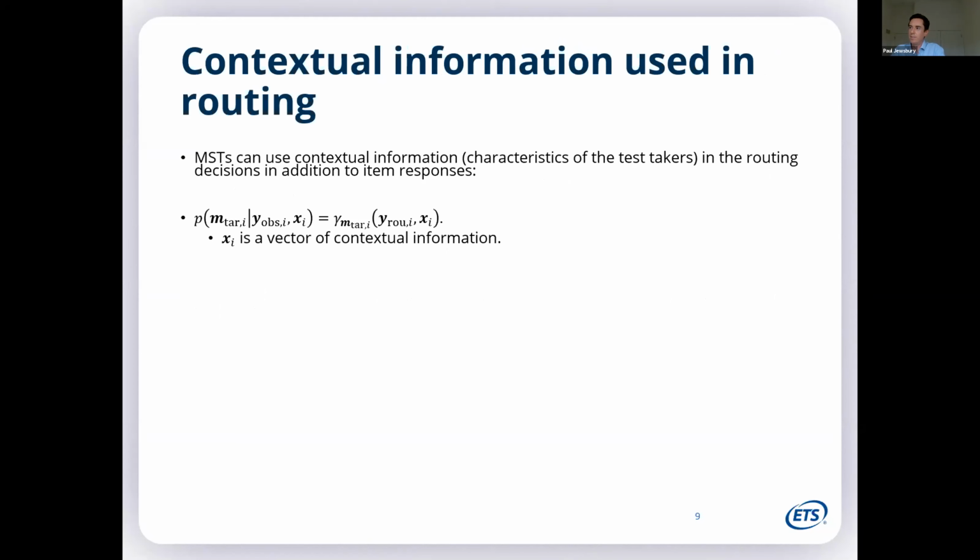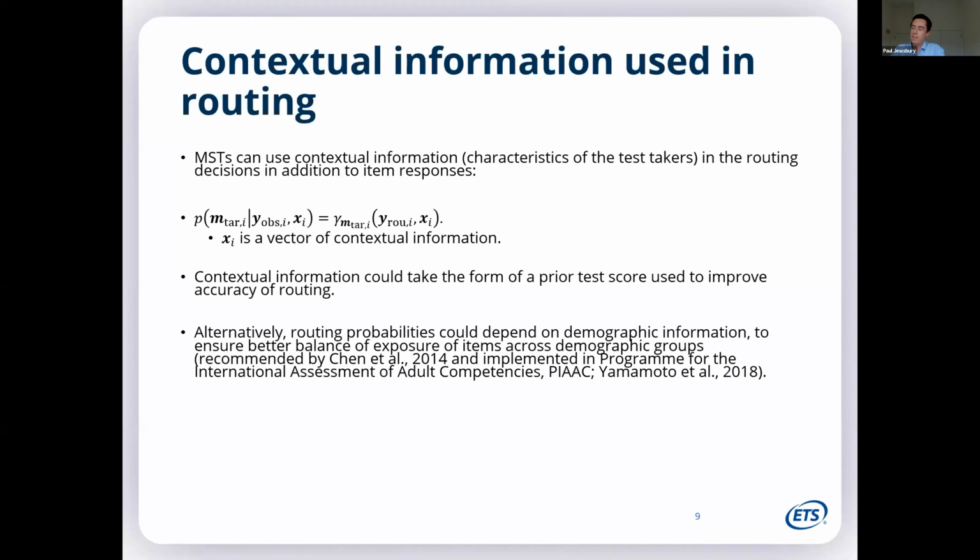scalar of contextual information. So the contextual information could take the form of a prior test score used to improve the accuracy of routing. Alternately, routing probabilities could depend on demographic information to ensure a better balance of exposure of items across demographic groups. So this is something that's recommended by Chan et al, and it was implemented in PIAC.